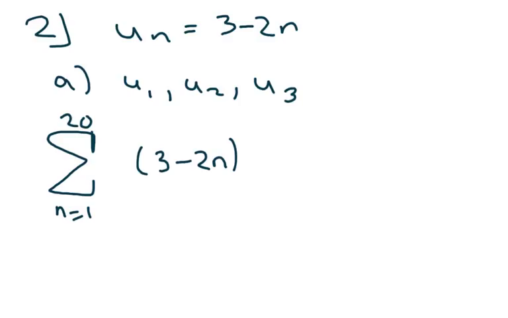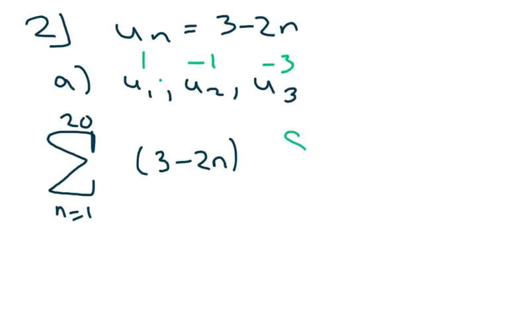The next one is a linear, therefore arithmetic sequence. They want you to write out the first few terms. So I plug in 1, and I'm going to get 1. I plug in 2, I get negative 1, and you can see we're going down by 2, so this would be negative 3. Alright, now they want to find the sum of that.